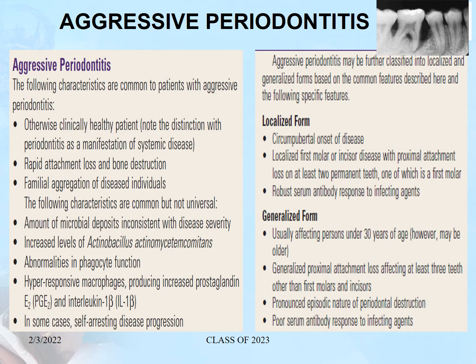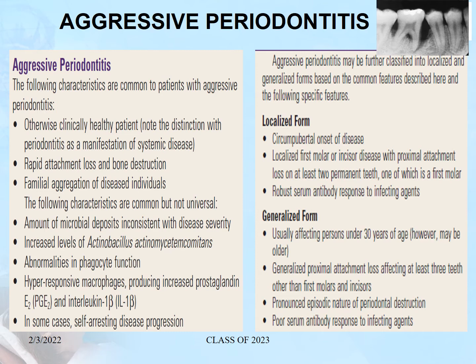Aggressive periodontitis may be further classified into localized and generalized forms. If it is the localized form, there will be a circumpubertal onset of disease, which means in and around the pubertal age, the disease would start. There is localized first molar or incisor involvement with proximal attachment loss on at least 2 permanent teeth, one of which is a first molar. So remember that in aggressive periodontitis, you would have either the molar or the incisor involvement. Not all the teeth will be involved, unlike in chronic periodontitis. Here, either the first molar or the incisal area will be involved.